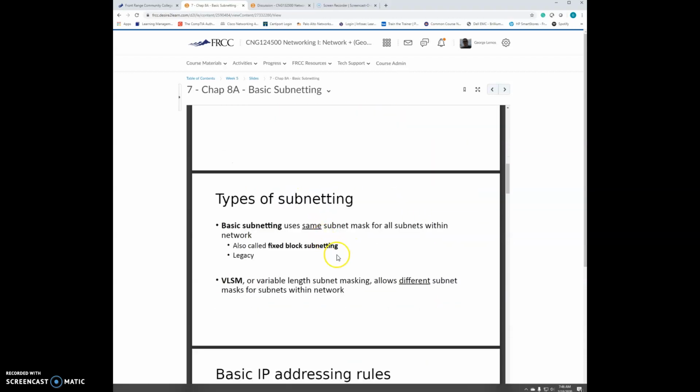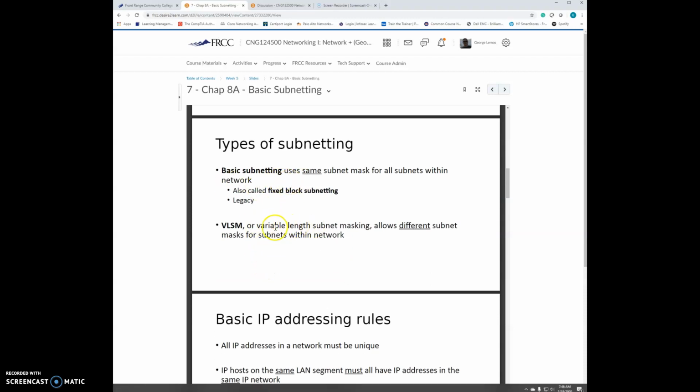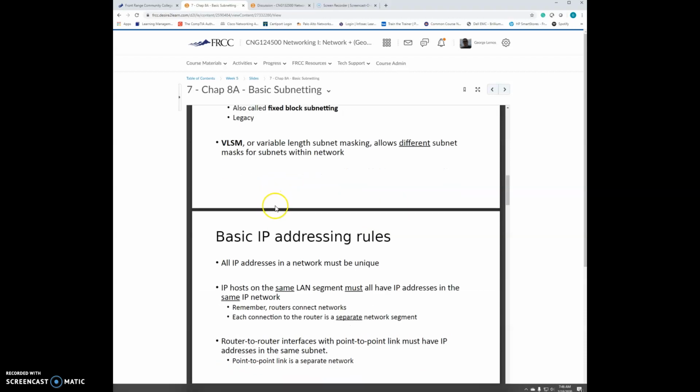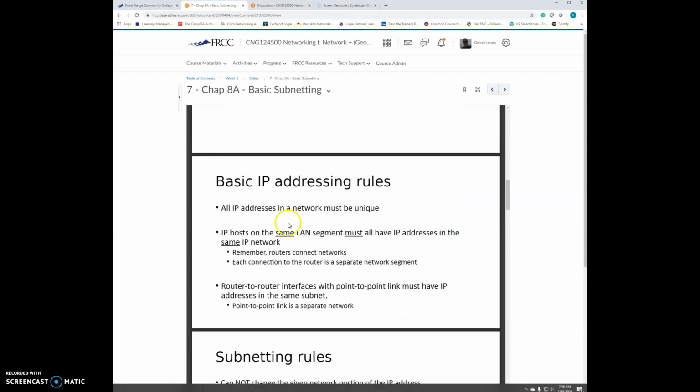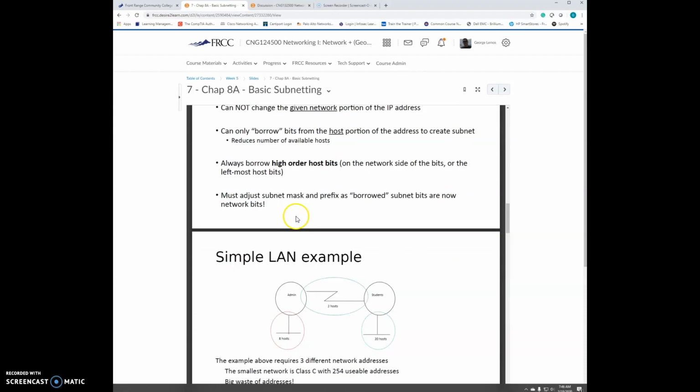Subnet basic rundown: types of subnetting include basic subnetting, and VLSM we'll learn later. We're looking at fixed block subnetting. It's older, but we have to master this in order to move on.